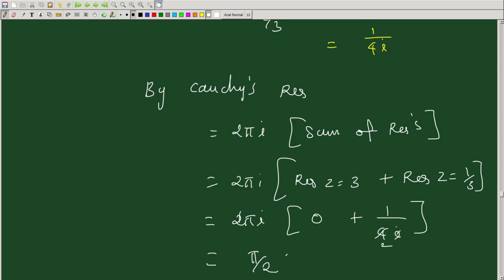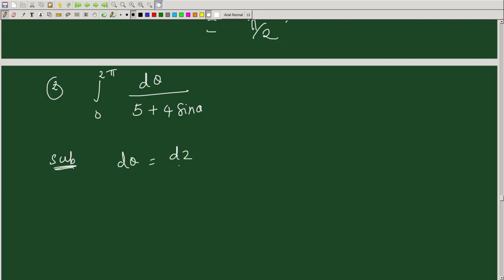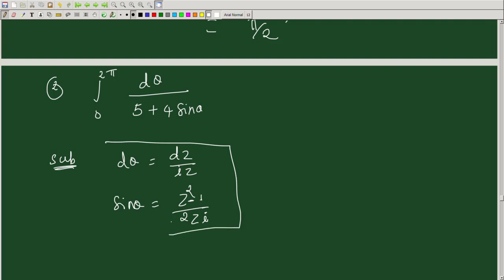This is your second problem for contour integration. So what is the question? Integral 0 to 2 pi d theta by 5 plus 4 sin theta. The same concept, don't forget. First, what do we need to substitute? d theta is nothing but dz by iz. Similarly, how to replace sin theta? (z square minus 1) divided by 2zi, which is very important. What you are doing actually is converting in terms of z.